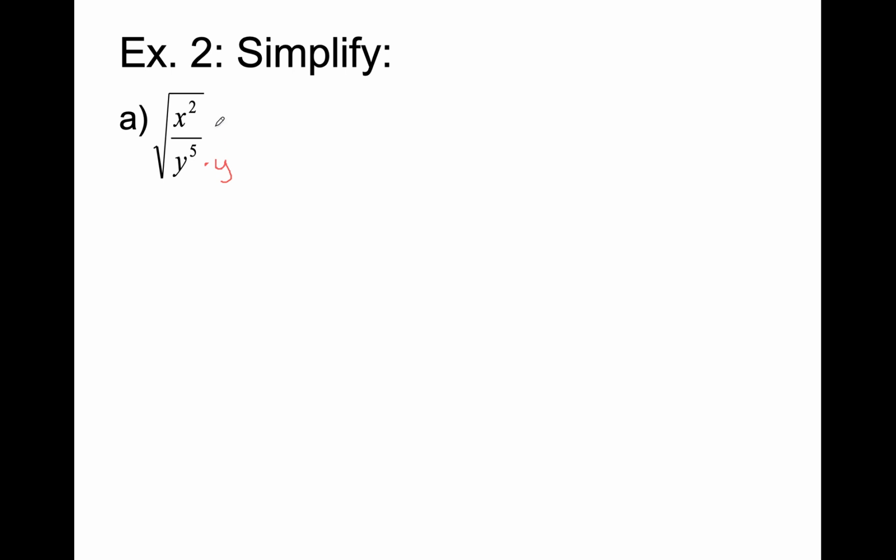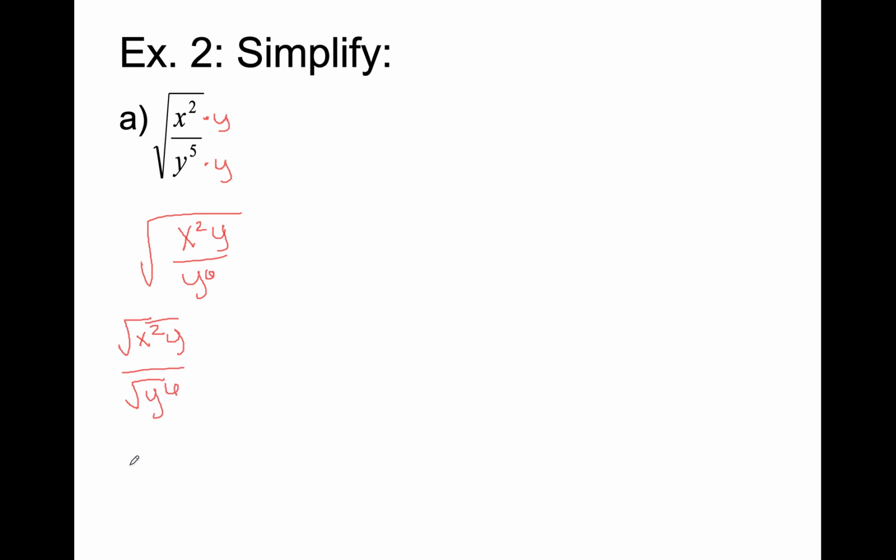Because I multiplied the bottom by y, I also need to multiply the top by y. That goes back to that identity property. I'm multiplying this whole fraction by y over y. Y over y is just 1. It stays the same. So then I'm left with radical x squared y over y to the sixth. And I can split it into two radicals now. So radical x squared y, we'll extend that, over radical y to the sixth.